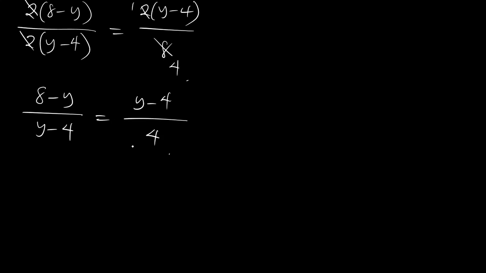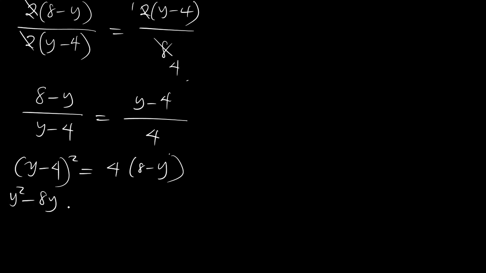by 4. So we cross multiply. If we cross multiply, you will now have y minus 4 squared equal to 4 into 8 minus y. So let's expand this. If you expand this, you have y squared minus 8y plus 16 equal to 4 times 8 is 32 minus 4y.